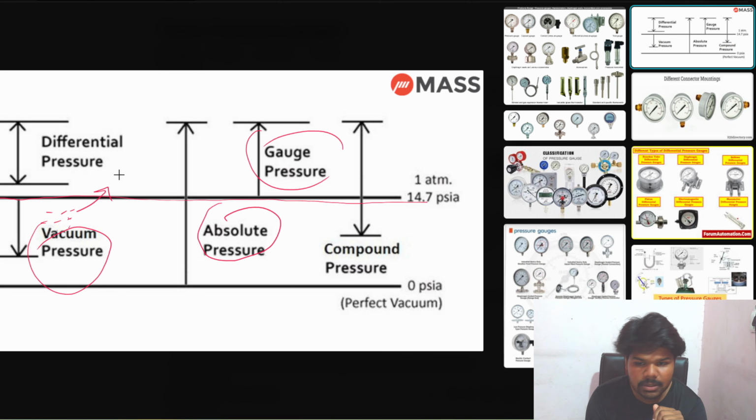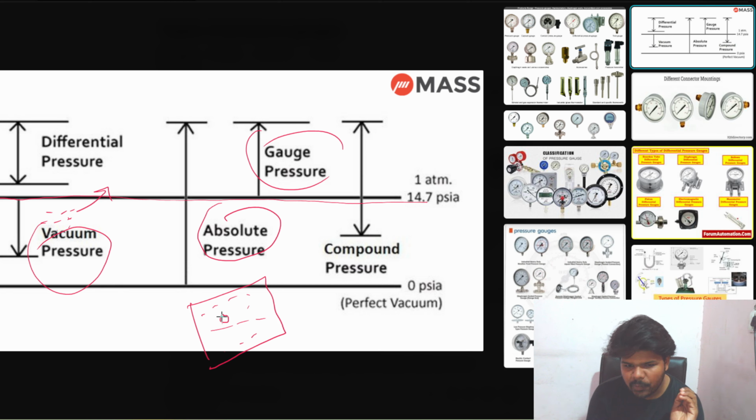And the fourth one, we have to understand compound pressure. Compound pressure: suppose we have removed some from the system, like suppose 0.5 vacuum pressure, 0.5 atm atmospheric pressure, suppose that.